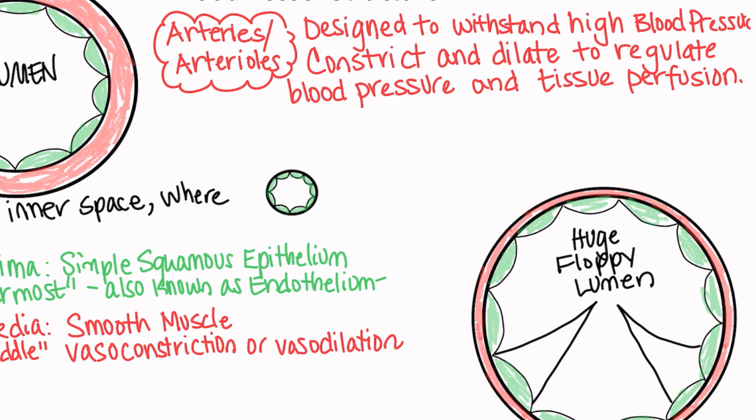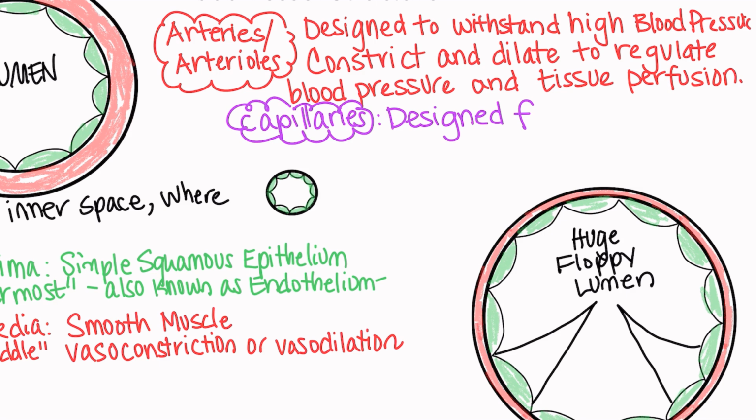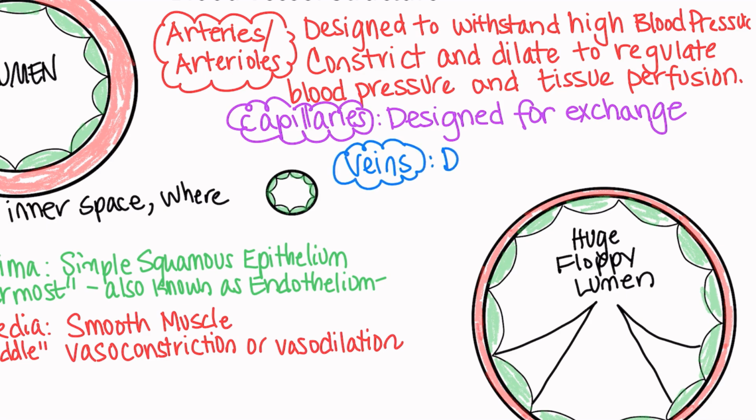I'm switching to purple here to talk about the capillaries. And you see how thin they are, right? These little tiny ones, and they're microscopic. They are designed for exchange. Gases can pass through them, nutrients can pass through them, waste can enter them. And then veins, the third main kind of blood vessel, are designed to drain organs. So they need to have very low pressure so that the fluid or the blood can easily pass into them, right? It doesn't want to resist.